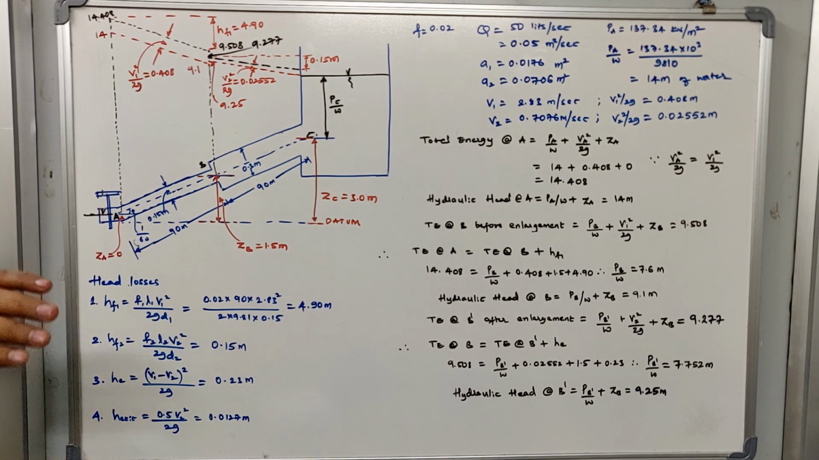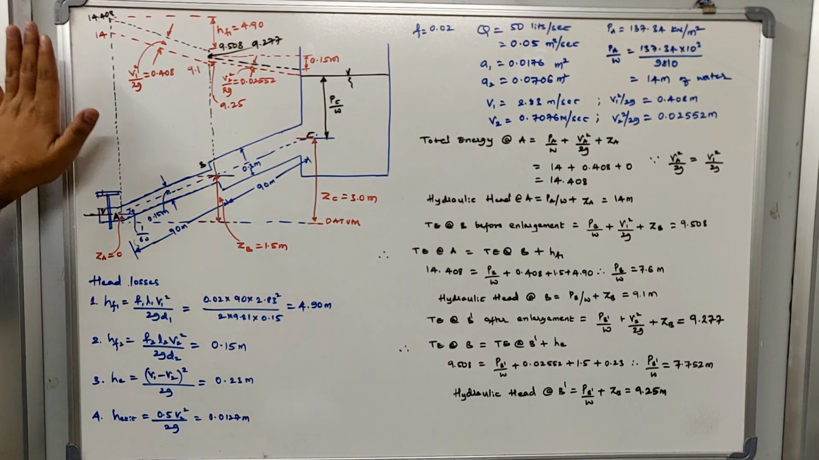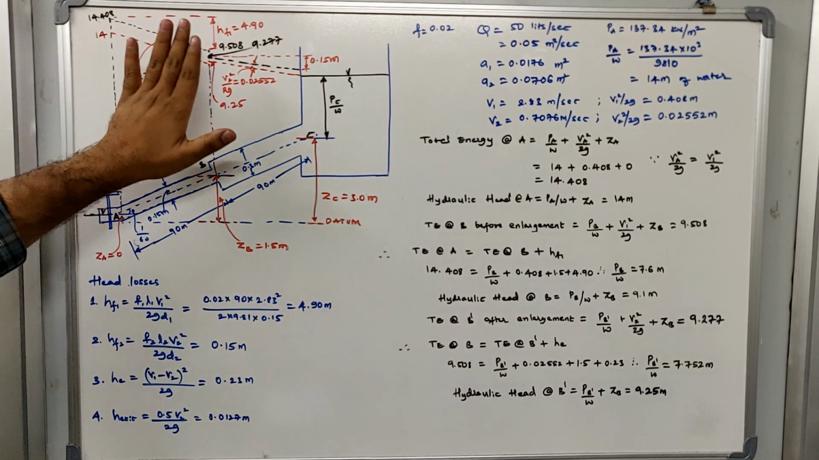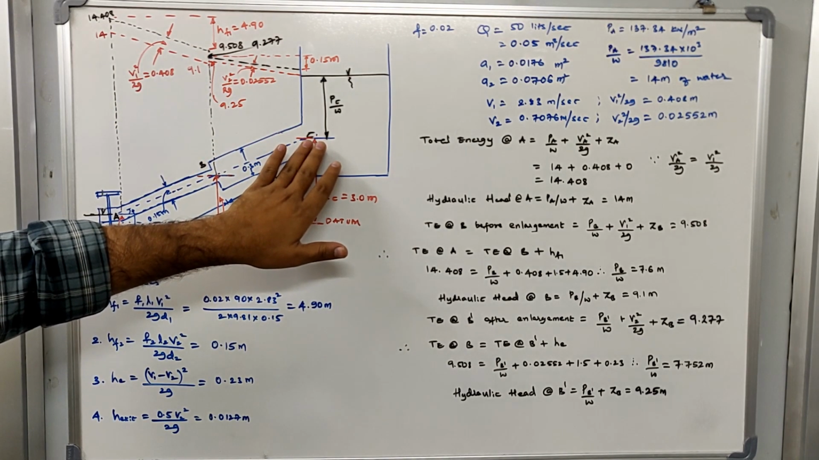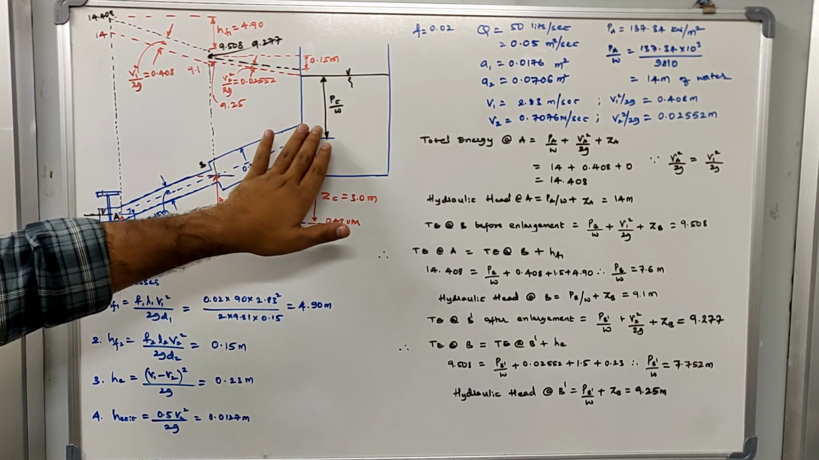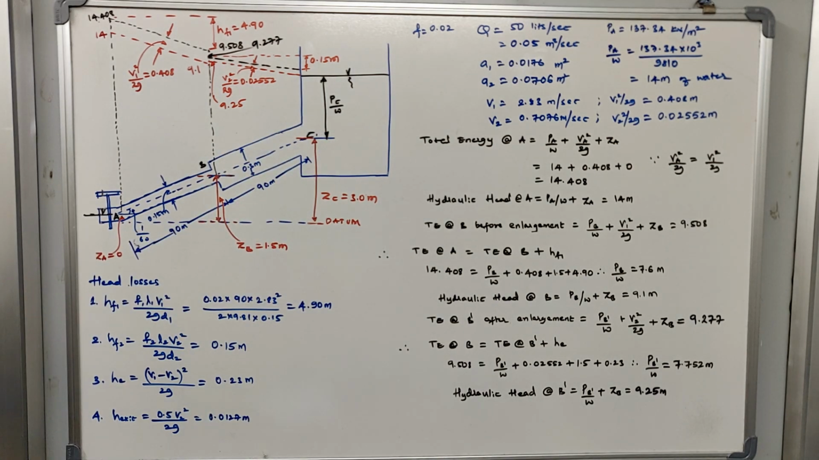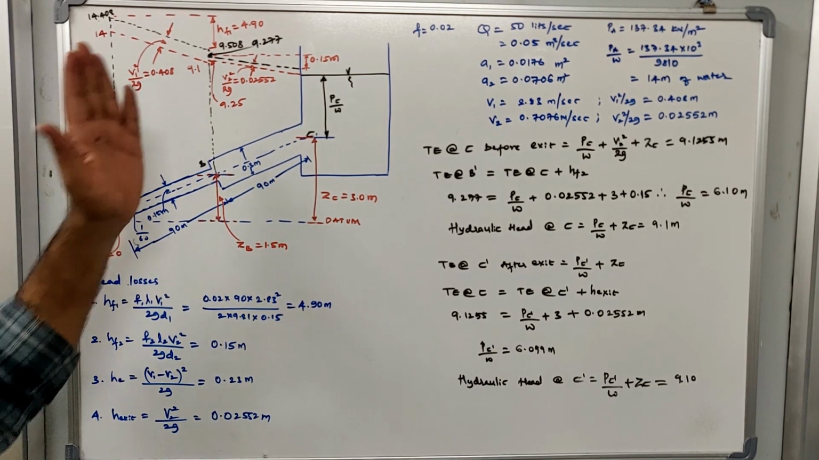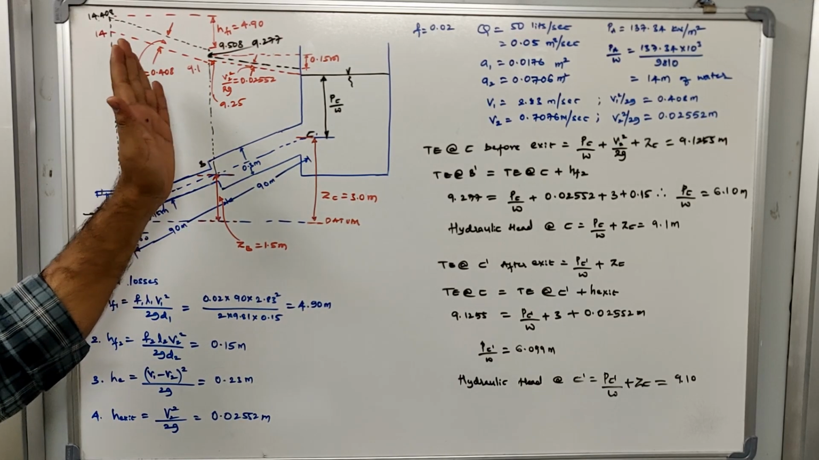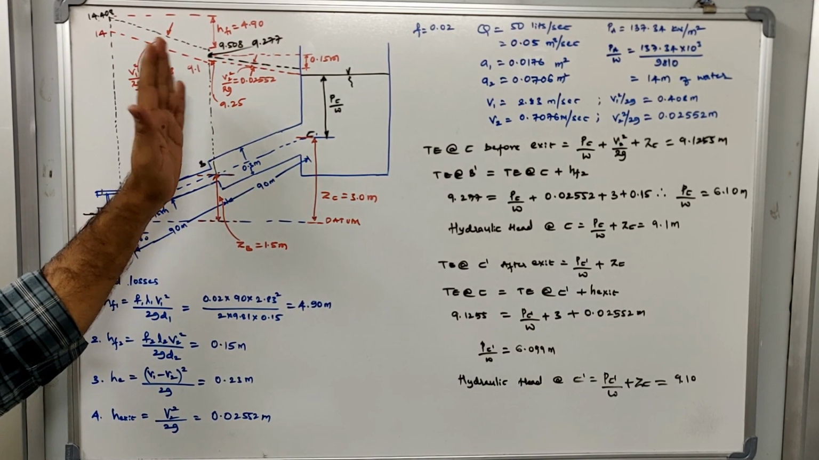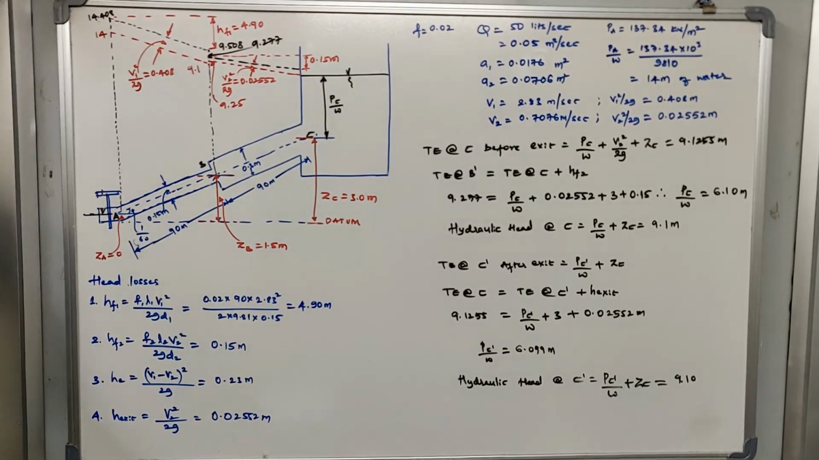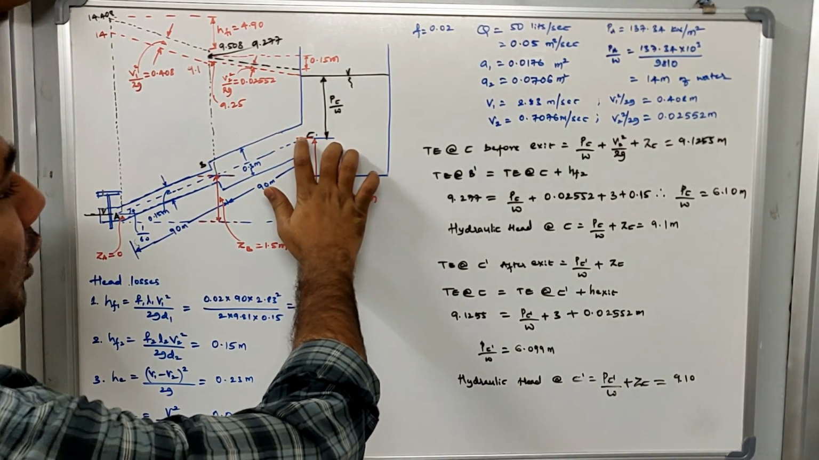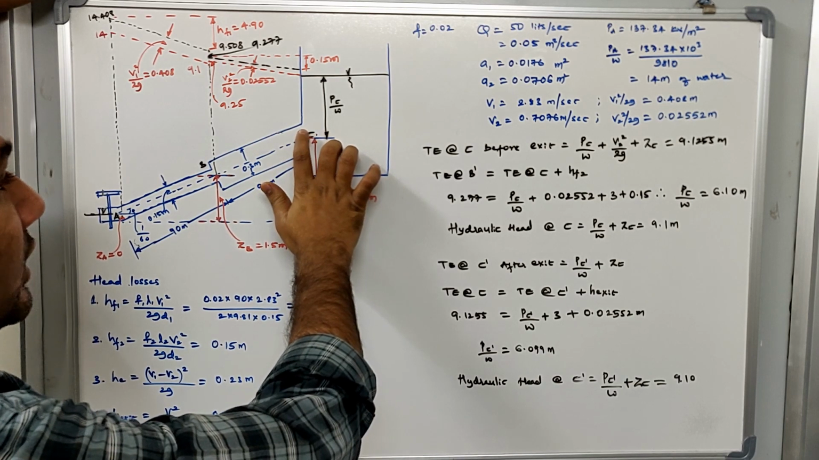Now once we have solved the total energy at A and at B, before and after enlargement, the next step is to solve for the total energy and hydraulic head before and after the exit. Let us solve that. Once we have calculated the total energy and all of that at B before and after enlargement, now let us go to joint C, which is the last point. Here also we'll consider before exit and after exit.